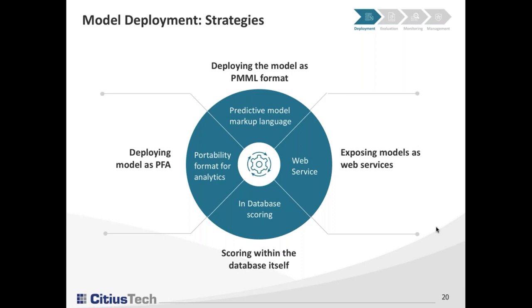And finally, the last one is a portable format for analytics. This is a new standard in the industry, and it's meant to improve on PMML by allowing for more flexible support for advanced computational models. So the pros here are that there's a wide variety of algorithms supported, and easy integration into the data environment. The major con is that it's still new and not widely supported, but we expect that to change over time as the industry evolves.